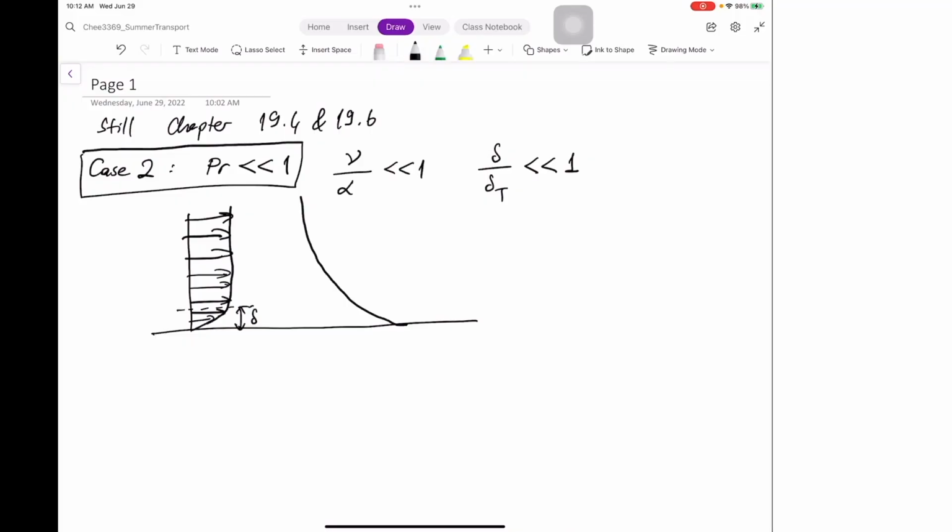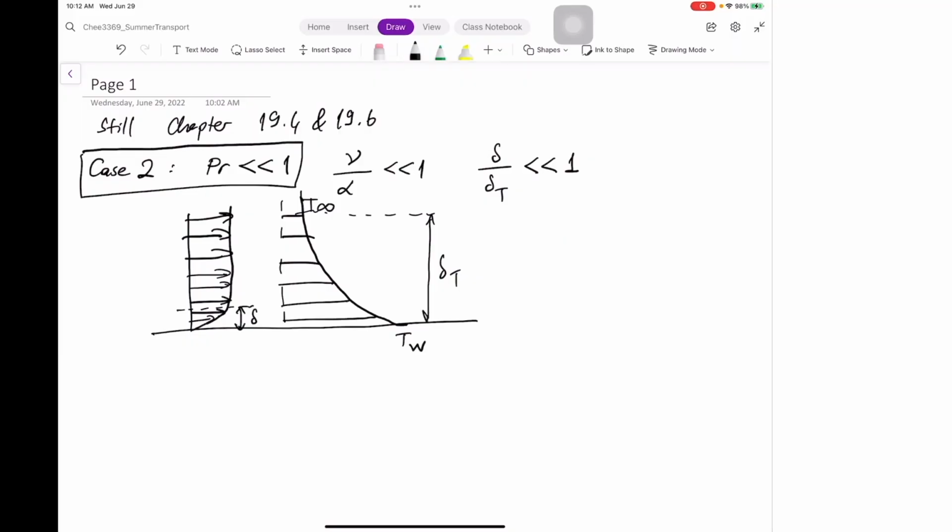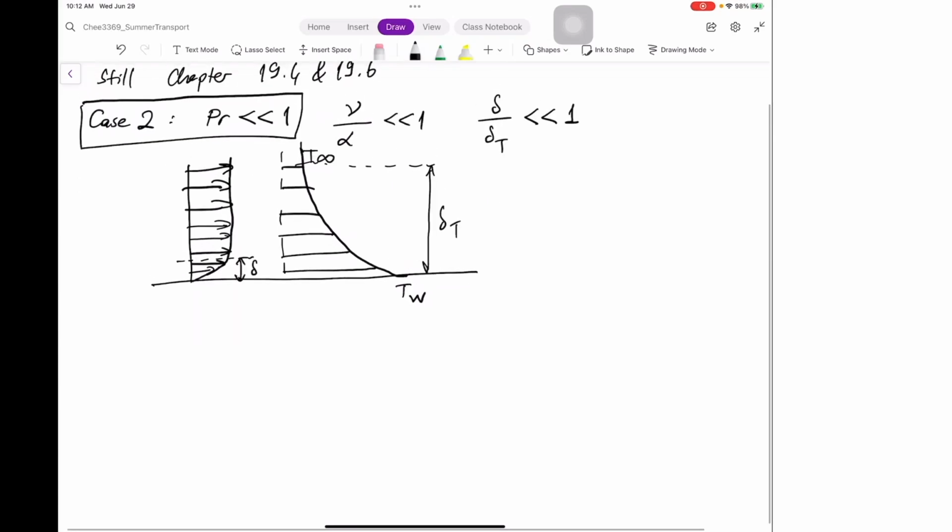Let's imagine that the delta t is much, much larger. So you imagine that your delta t is this much. So it's exactly the case where the Prandtl number is much, much less than 1, right? And you can call this T infinity. You can call this T wall. And this can be the temperature, right? The size of those lines. So that's what we are investigating right now.